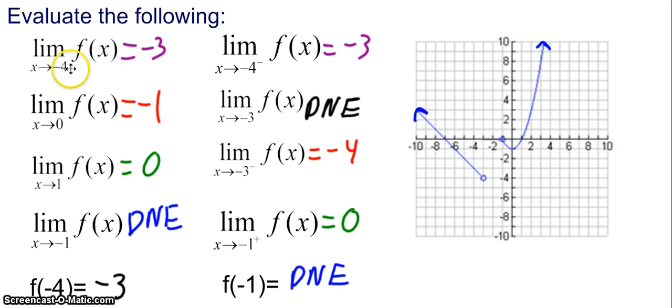Okay, so the limit as x goes to -4. Well, this is a double-sided limit, which is a standard limit. So I want to look right here at -4. The function exists, and it is continuous, and I can see that the y value is -3, so the limit is -3. What is the limit as x goes to -4 from the left? If the limit as x goes to -4 is -3, this had to be -3. The limit as x goes to 0. So that's going to be right here. I can see that as I approach an x value of 0 from the left and from the right, the function is -1. The limit is -1.